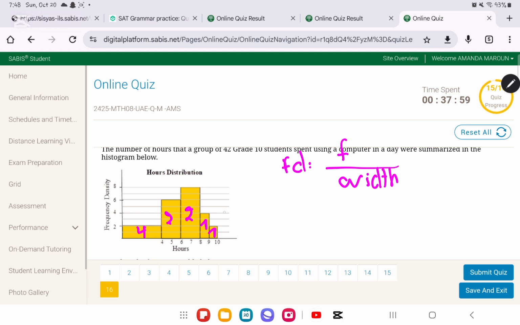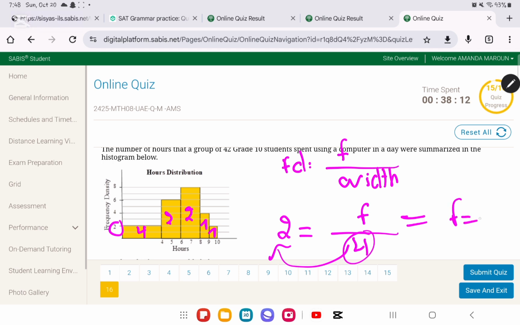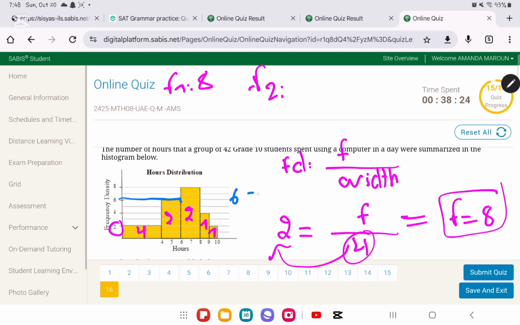The frequency density of the first one is 2. So 2 is equal to the frequency over the width, which is 4. So definitely the frequency is gonna be 2 times 4, so the frequency is 8. We got the first frequency, which is 8. Now, second frequency. Frequency density is 6. It's equal to the frequency over the width, which is 2. So frequency is equal to 6 times 2, so it is 12.